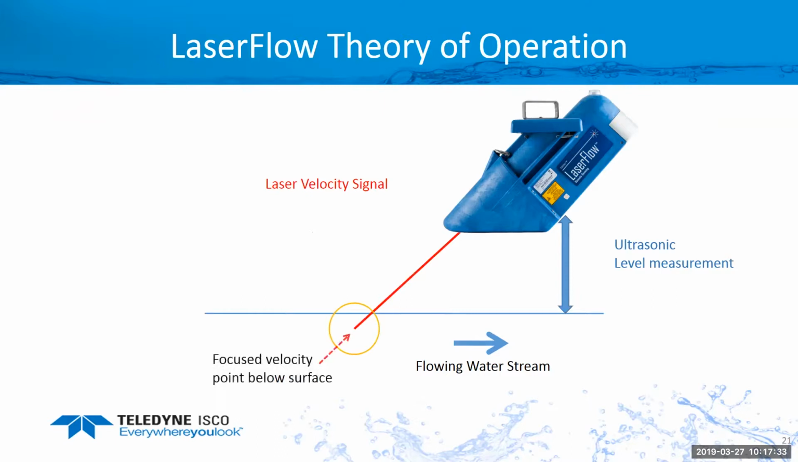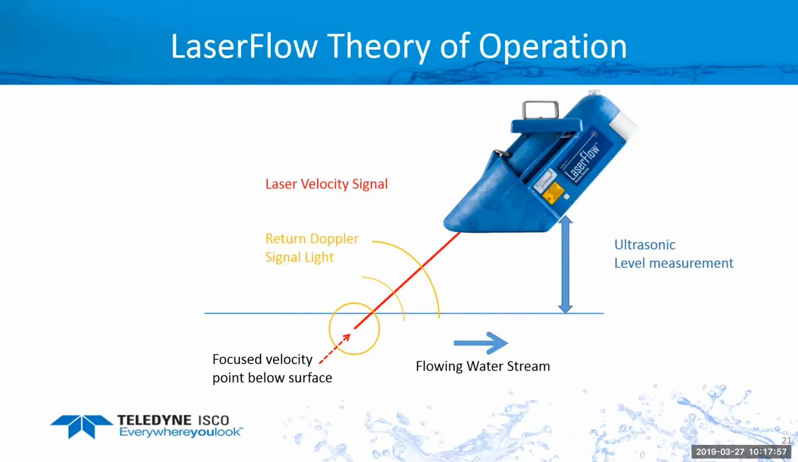Then we use a laser signal that shoots below the surface of the water. At its focus point, we can measure 5,000 readings of how fast that water is moving, and that is then reflected back to the meter. So our area measurement is with the ultrasonic, knowing the pipe size and shape. There's our area. The velocity is measured with the laser. Area times velocity gives us our flow rate.